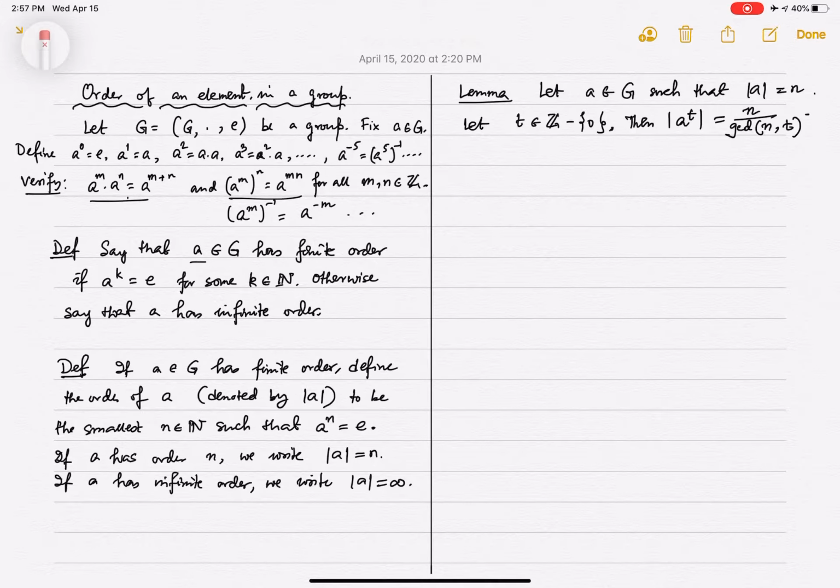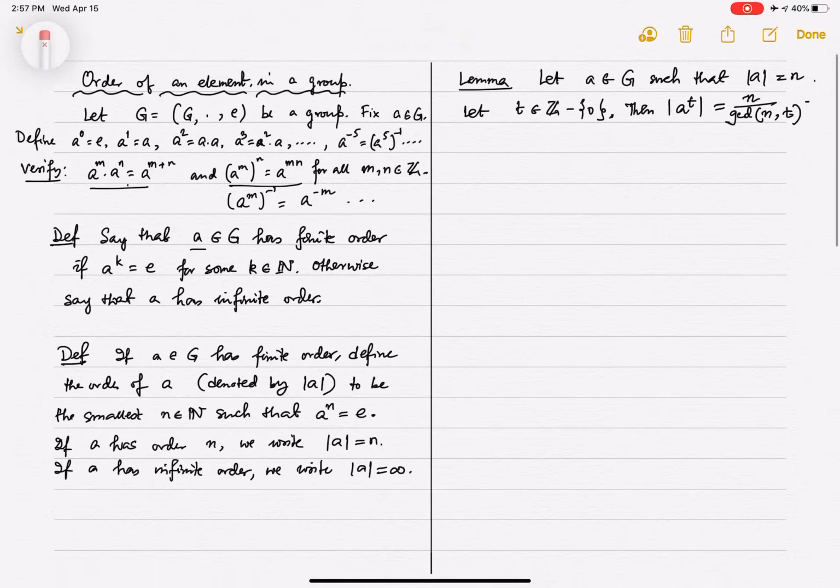Let me prove this lemma quickly. If you have an element a in a group G that has order n, and you take some power of it, a to the power t, then it has order n divided by the GCD of n and t. So let's make some notation.